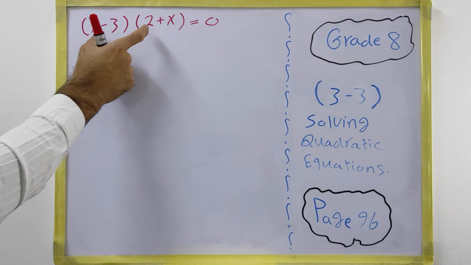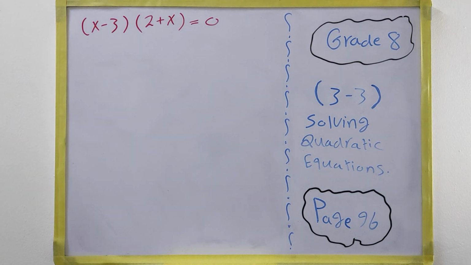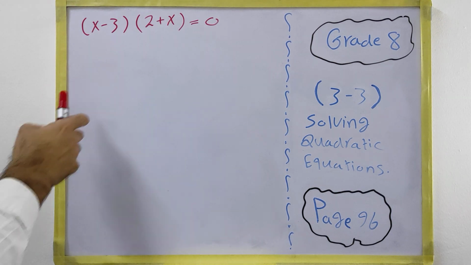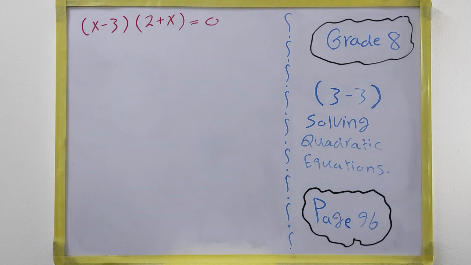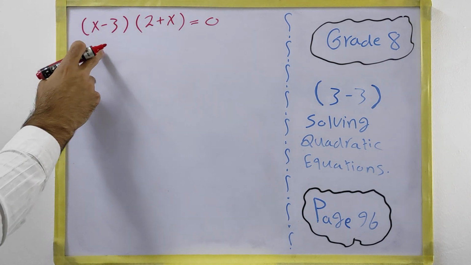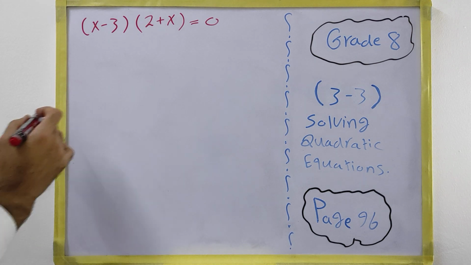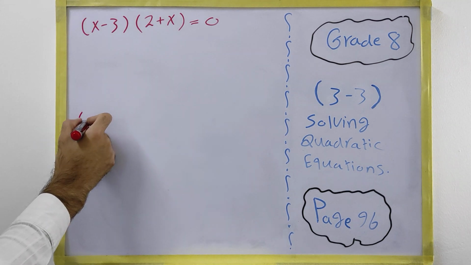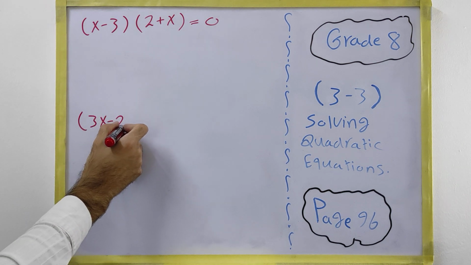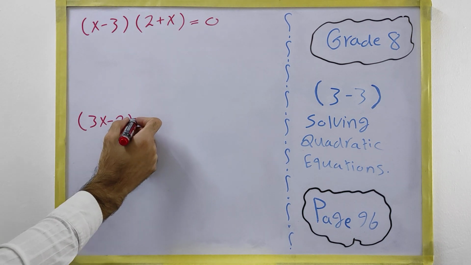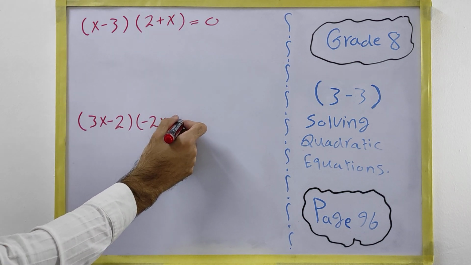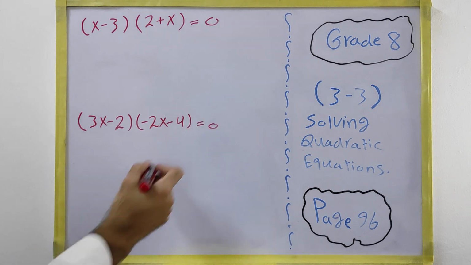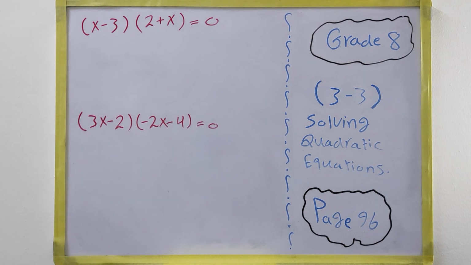If you multiply these two brackets, we will get x power 2, because in one of the steps we will have x multiplied by x, which would be x power 2. So this form, again, is one of the forms of quadratic equations. And let's solve this one as well. 3x minus 2 multiplied by negative 2x minus 4 equals 0. We will solve these two.